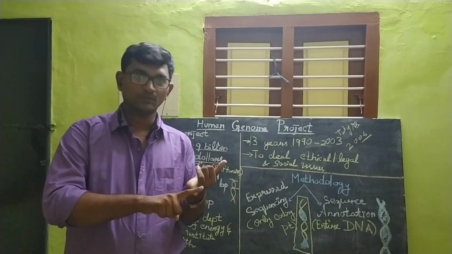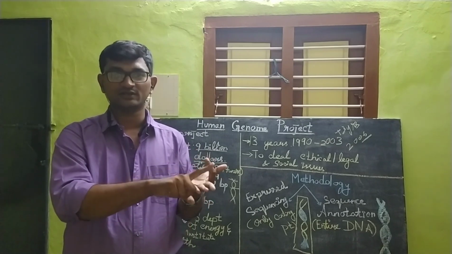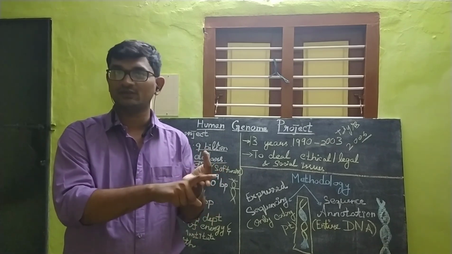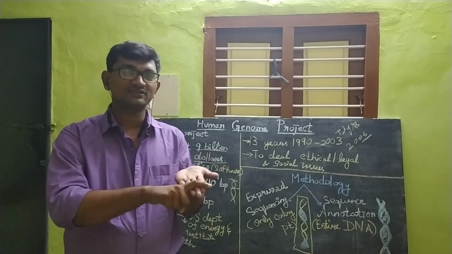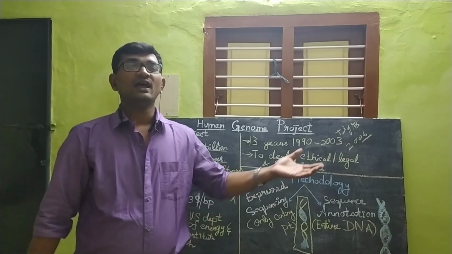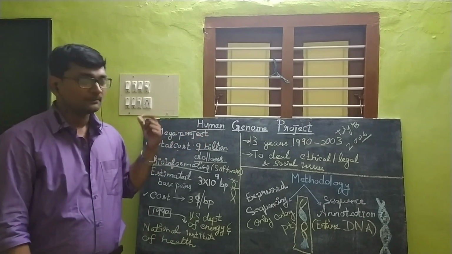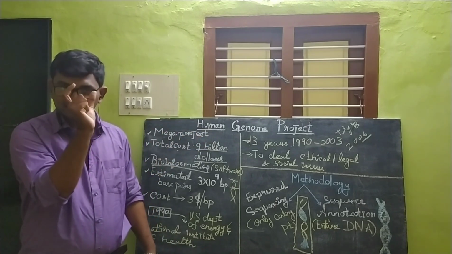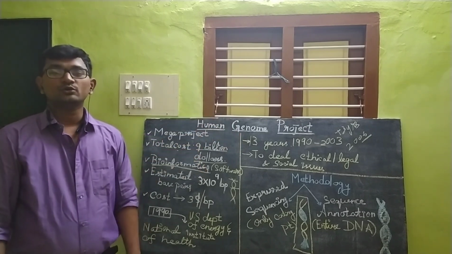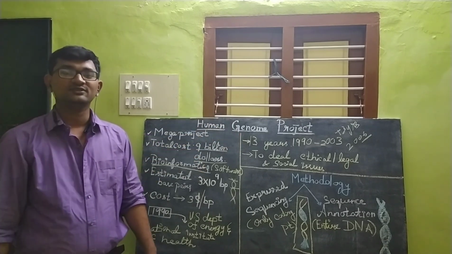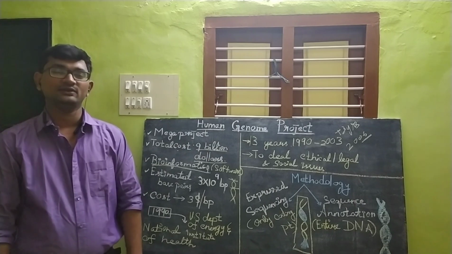What is the Human Genome Project? What is the methodology? What are the different techniques used in the Human Genome Project? And what is the day-to-day life application of the Human Genome Project? Actually, the Human Genome Project is a mega project. It is not a single micro project. The total cost for a single Human Genome Project is about $9 billion.